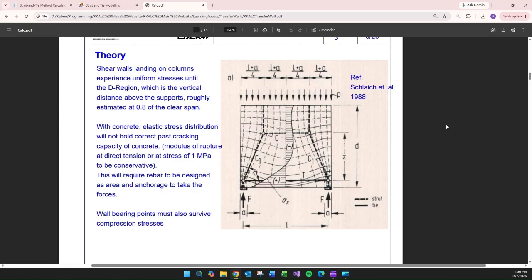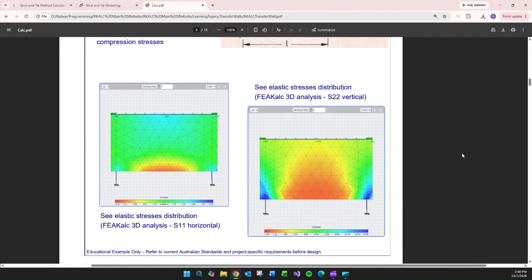Theory, if I just share with you Schlaich, so that is the classical example presented by Schlaich et al. 1988, showing the uniform stresses until you get to the D region, which is the Z height, which is the ratio of the span. So that is the theory. And if you're looking at the stress field or the elastic stresses, if you, for example, model this using ETABS or FECALC 3D as well, previous examples talking about FECALC, you can see the stresses in the S11 direction. You've got here like 7 MPa or 8 MPa tension in this direction, and you get the stress concentration when it goes to S22, the vertical under or over the columns.